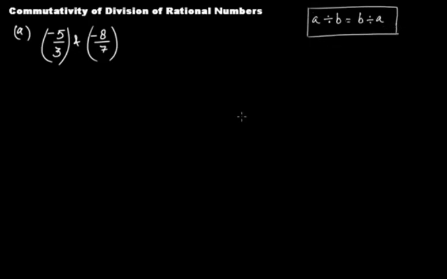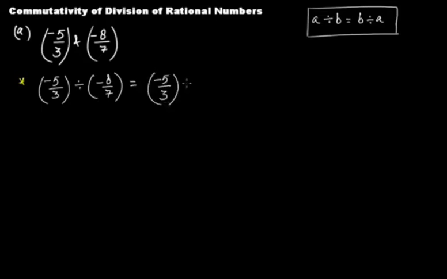And to understand this, we have taken two rational numbers here, minus 5 over 3 and minus 8 over 7. First, let's divide minus 5 over 3 divided by minus 8 over 7. So what we do? We invert and multiply. So minus 5 over 3 times, this becomes 7 over minus 8.